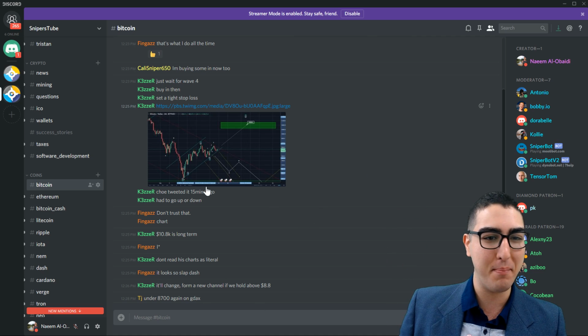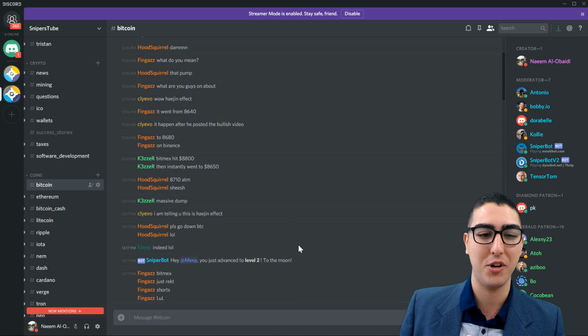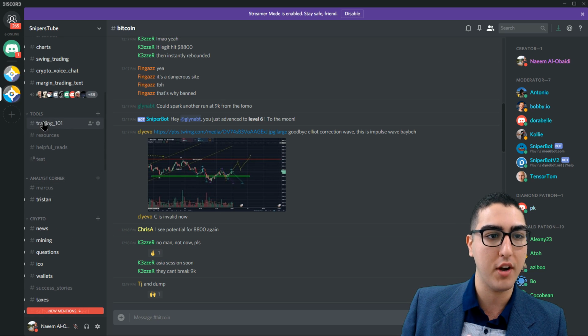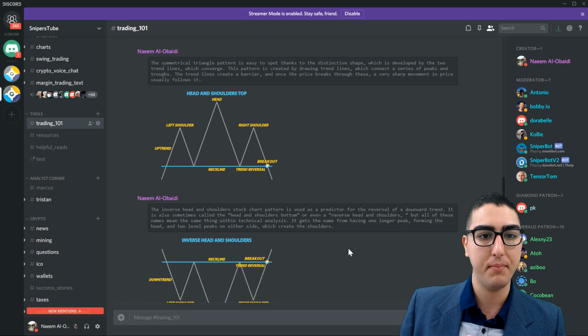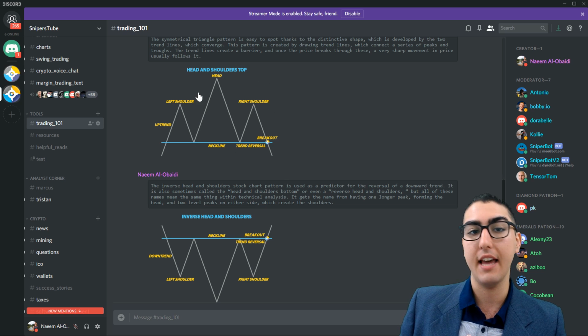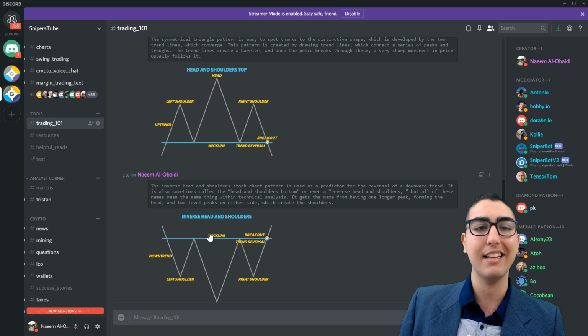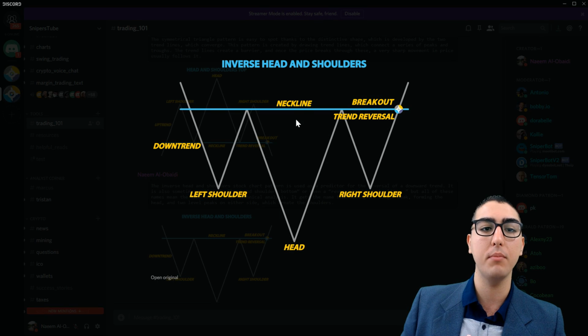I was actually on the Bitcoin tab here looking at other people's charts. It's really cool. You get real-time data here. It's pretty fun. And if you go to Trading 101 up here, you can actually pull up the head and shoulders. You can see this is a head and shoulder top with the inverse right under that. And the difference between the two is the neckline in the inverse head and shoulder forms above the left shoulder, the head, and the right shoulder.